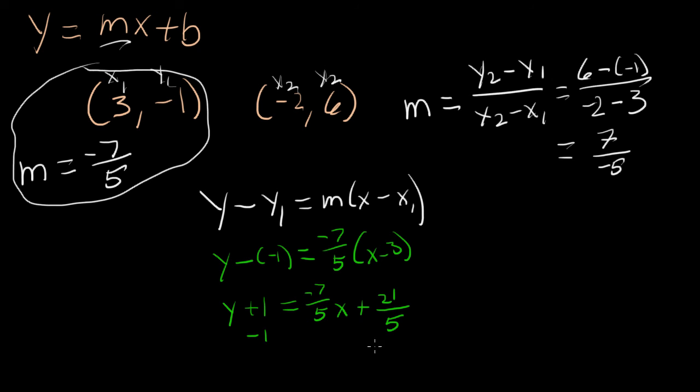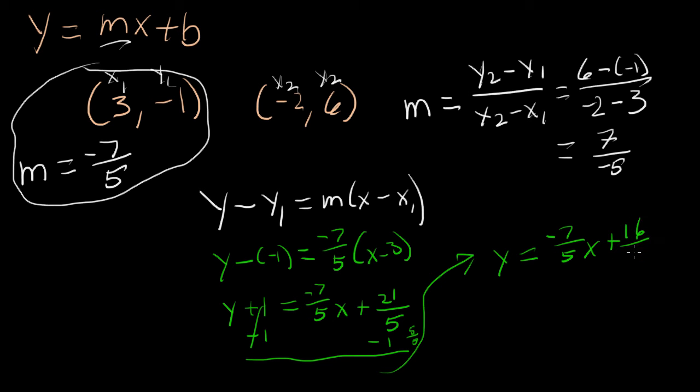I need to subtract 1. So I get y equals -7/5 x plus 21/5 minus 1. Well, 1 is 5/5. 21 minus 5 is 16. So we have successfully written the equation of this line in slope-intercept form by using the point slope formula as our method to get there.